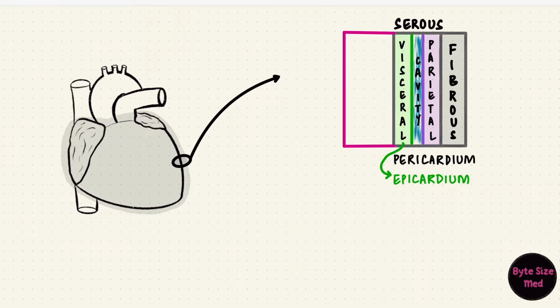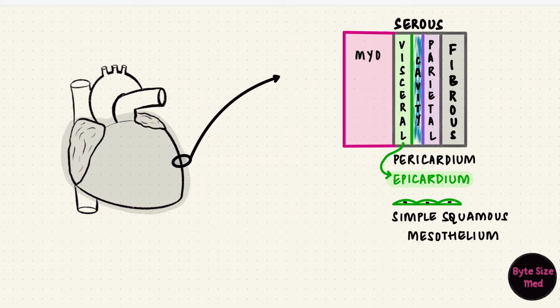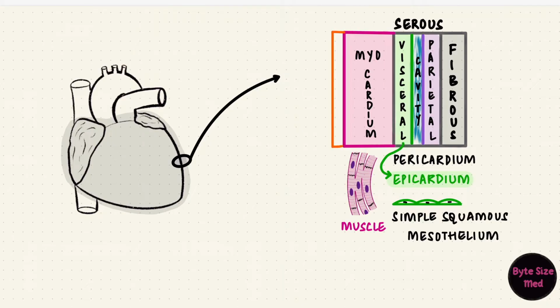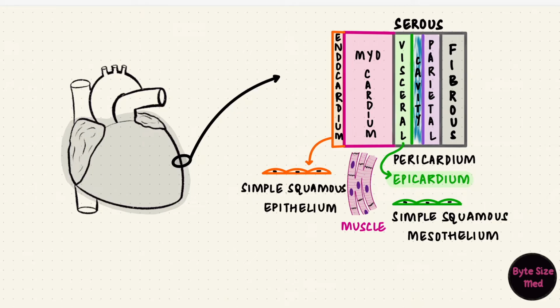The heart itself has three layers. The outermost is the epicardium, which we saw earlier is the visceral pericardium. This is simple squamous mesothelium. The next layer of the heart is the myocardium. That's the muscle layer. It's the thickest layer. Beneath the myocardium is an endocardium, which is simple squamous epithelium. There are thin layers of connective tissue that connect the layers.